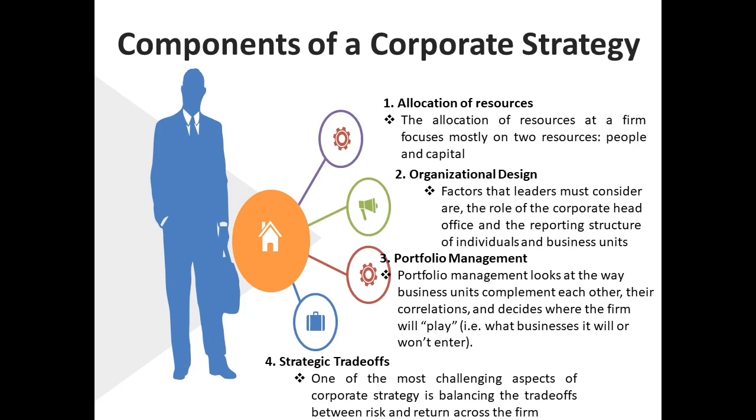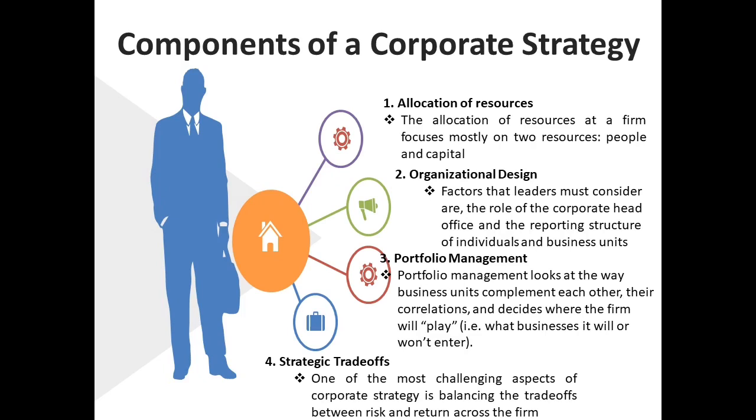Okay, component number 3 is portfolio management. Portfolio management looks at the way business units complement each other, their correlation, and decides where the firm will play. Example, what business it will or won't enter. Okay, corporate strategy related to portfolio management includes: first, deciding what business to be in or to be out of. Number 2, determining the extent of vertical integration the firm should have. And then creating strategy options by seeding new opportunities that could be heavily invested in if appropriate.